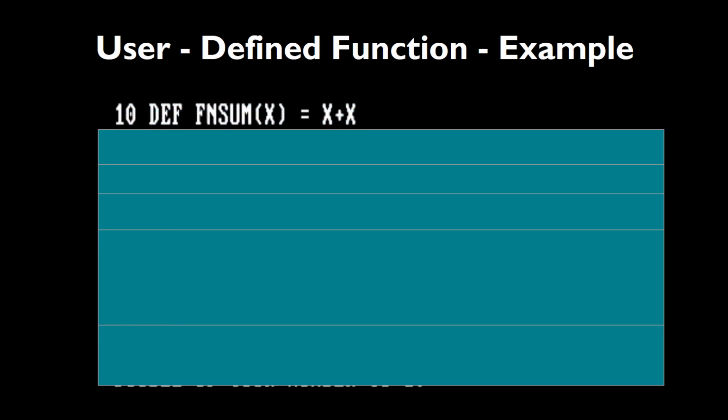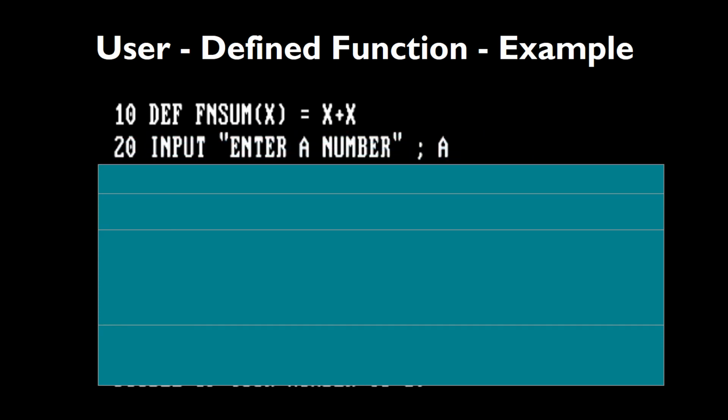I'm going to define a function: DEF FN SUM(X) = 2X + X. DEF FN are the keywords, SUM is the name of my function, and X is the argument, a numerical value, and the definition says that X will be added to X itself.